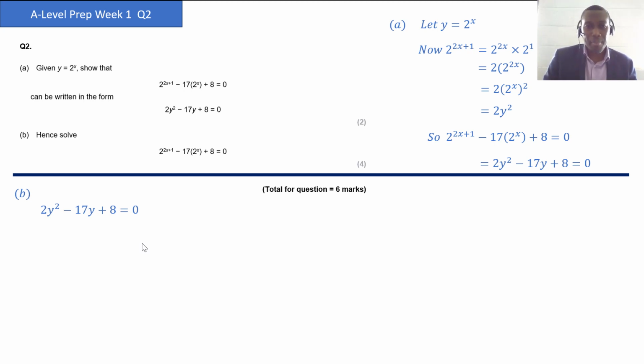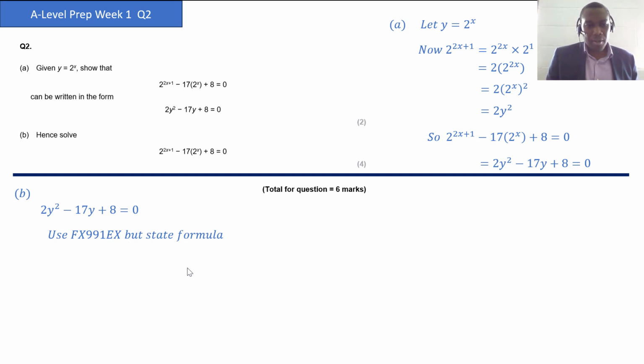So I'll solve my equation in terms of y. If you didn't solve it as yet, off you go. Solve it, get your y values, and then use your y values to get your x values, because y is 2 to the power of x. So once you know what y is, you can find what x is. That's the idea here.